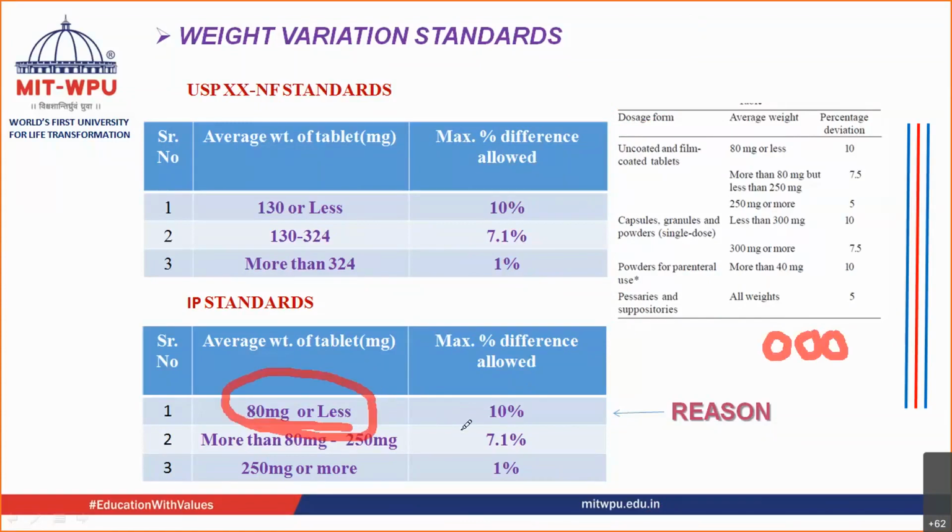In such case, the deviation that is allowed is 10%. What is the meaning of this? Let us assume that a tablet is having an average weight of 70 milligram. This is the average weight of the tablet. You have weighed the tablet and you have found that the weight of the tablet is 69 milligram. That is the weight that you have seen.